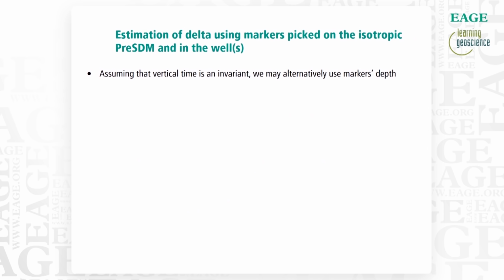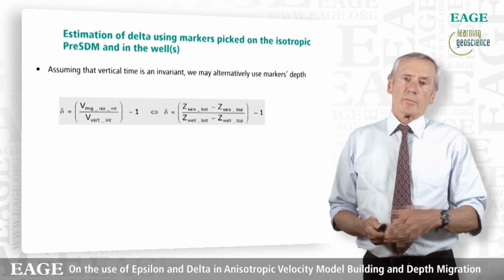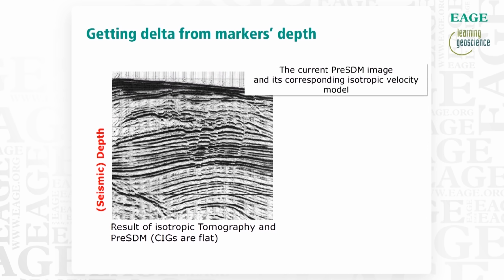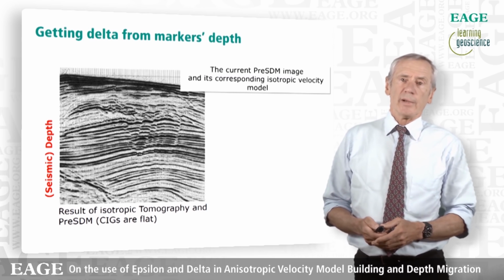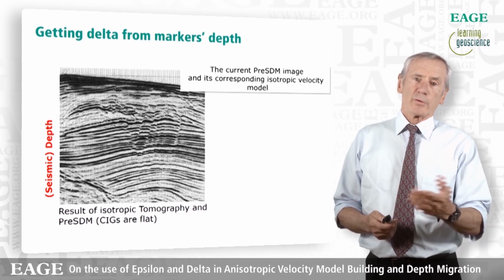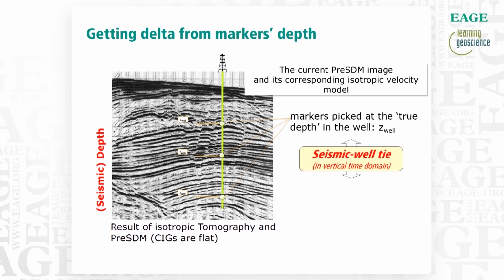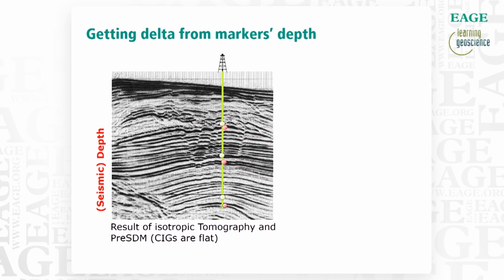Instead of using the velocity, we may use the markers, so we can replace velocities by depths, and instead of using equations, let me look at it graphically. So that's a made-up example where that will be the result of seismic depth migration. Then you've got a well, as I said, it's necessary. Then in your wells, you define some key markers. Then using seismic well tie in the vertical time domain, we find where the same markers are in the isotropically migrated depth image. And of course, the depths in the wells and the depths in the seismic image are different.